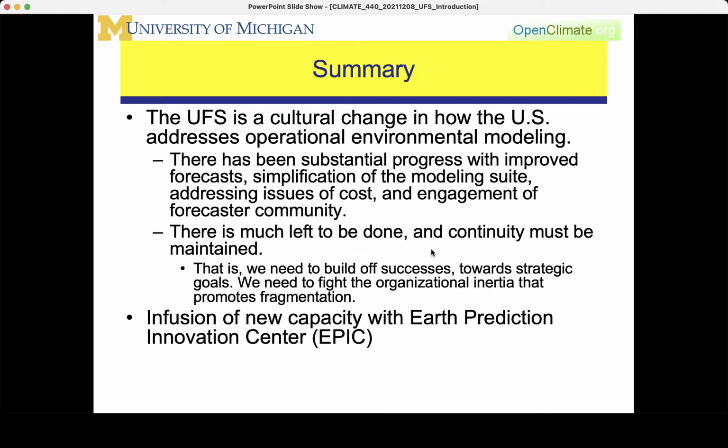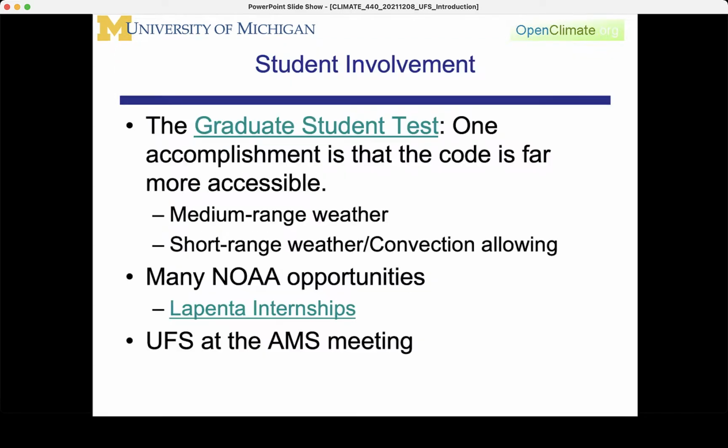That is, we need to build off successes. We have to actively fight the organizational inertia that promotes fragmentation. We have a big infusion of new capacity that we are currently trying to integrate with the UFS activities, called the Earth Prediction Innovation Center, EPIC.